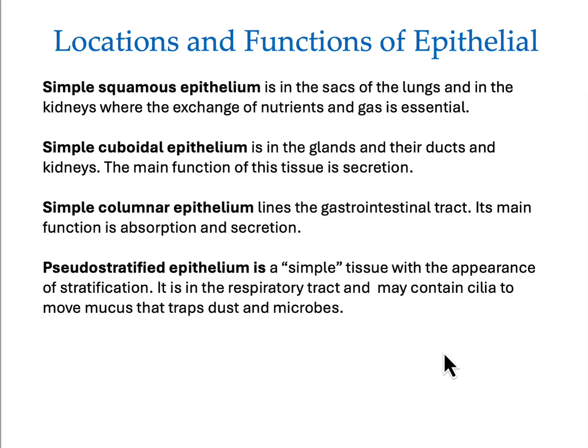Locations and functions of epithelial tissue. Simple squamous epithelium is in the sacs of the lungs and in the kidneys, where the exchange of nutrients and gas is essential. Simple cuboidal epithelium is in the glands and their ducts and kidneys, and in the kidneys, the main function is secretion. Simple columnar epithelium lines the gastrointestinal tract. Its main function is absorption and secretion. Pseudostratified epithelium is a simple tissue. In other words, it's one layer with the appearance of stratification. It is in the respiratory tract and may contain cilia to move mucus that traps dust and microbes.